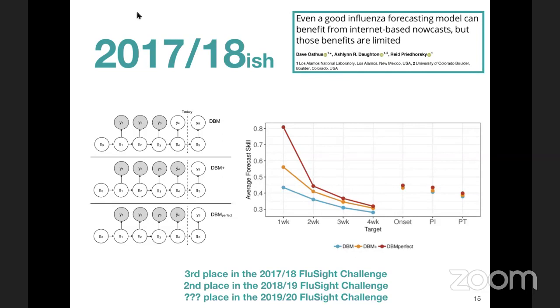So DBM Plus, again, participated in the 2017-18 challenge, got third place. It participated last year and it got second place. It's participating this year, and we won't know what those results are for a few months.